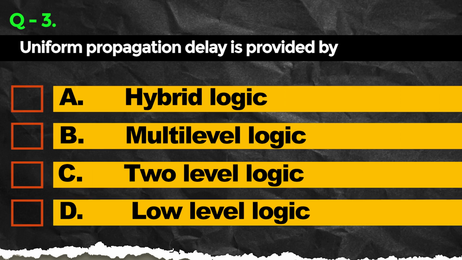Uniform propagation delay is provided by which type of logic? Hybrid logic, multi-level logic, 2-level logic and low-level logic. The correct option is C, because the propagation delay is uniform. Therefore, the 2-level logic has got uniform propagation delay, because there are only 2 levels, level 1 and level 2.